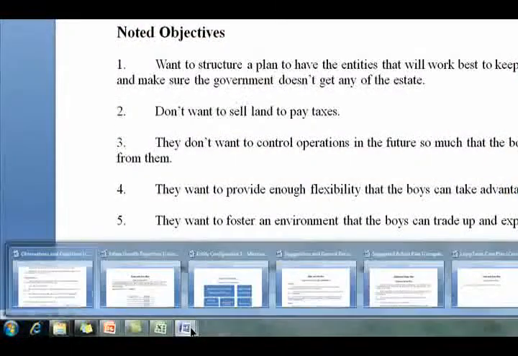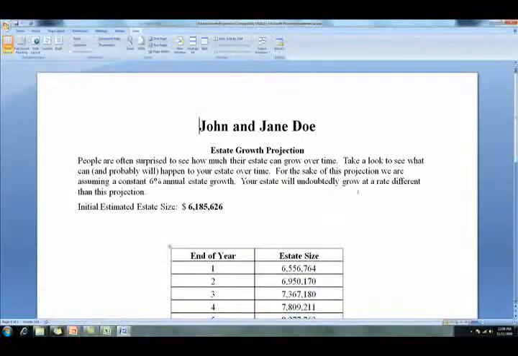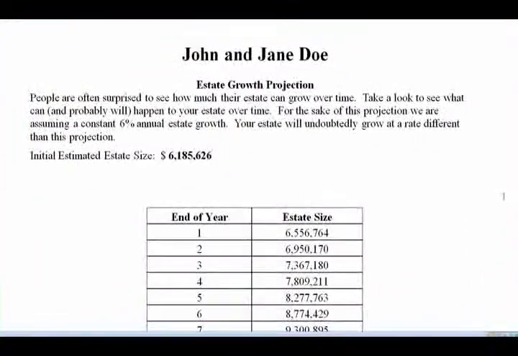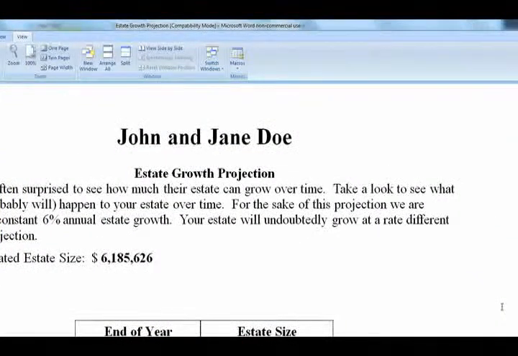So from that, we go out and do a couple things. The first thing we want to take a look at, because as we recall they didn't want the government to get any of their estate, is that we have to cast the line out into the future. With 60-year-old people, we're looking at longevity as being a good thing and a bad thing when it comes to estate growth.